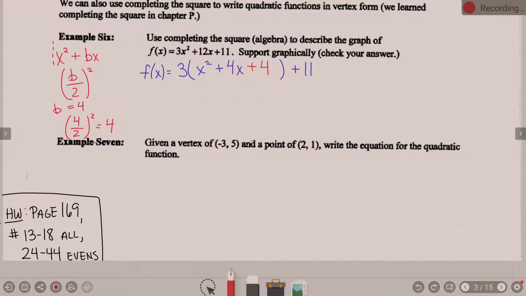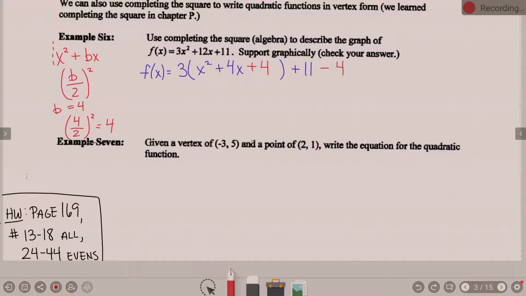If we add 4 here in the parentheses, what do we do here? We don't want to add 4. We want to subtract 4 because we want to keep our equation balanced. And if I add 4 right here, to keep it balanced and not change the value of the equation, I'm going to subtract 4. Now, I have one other little trick though.